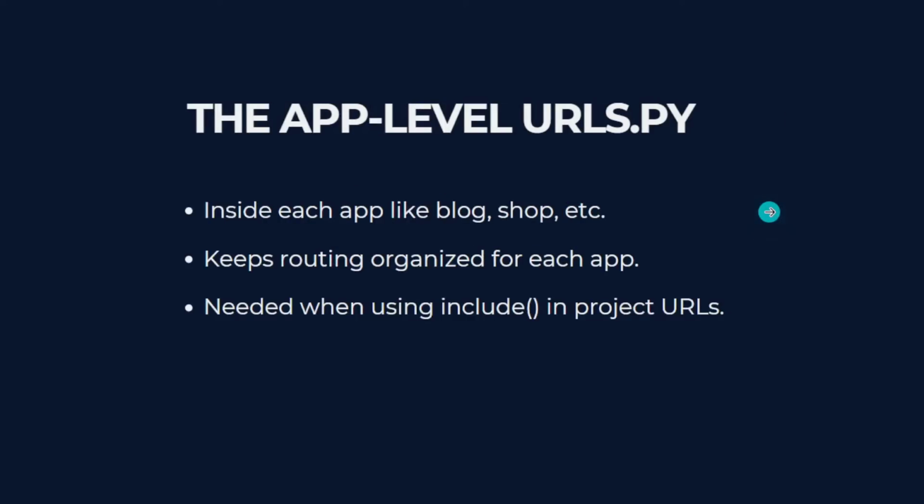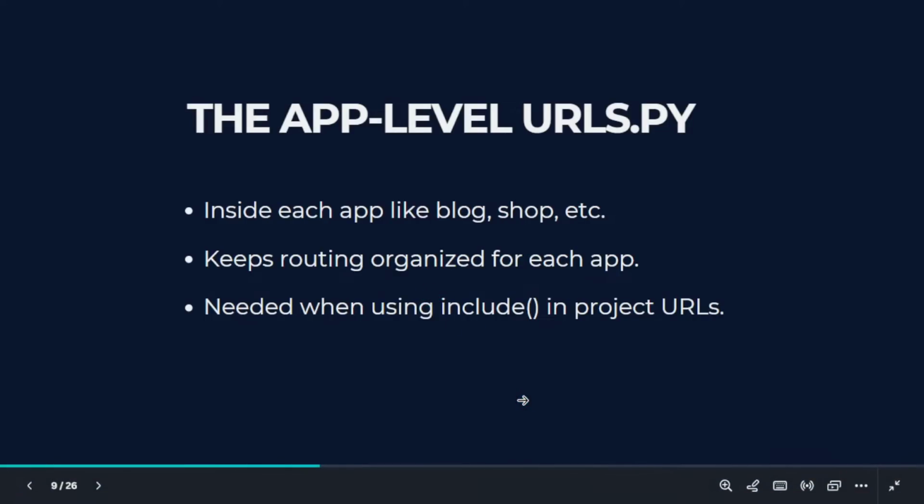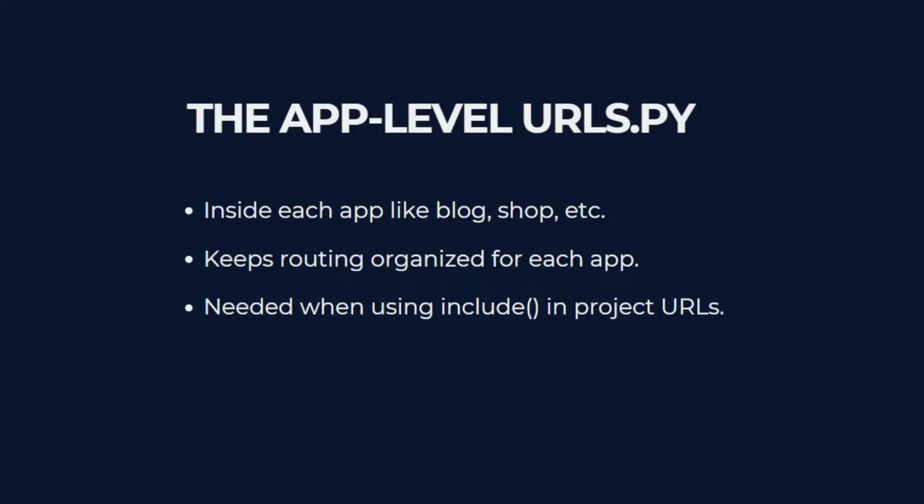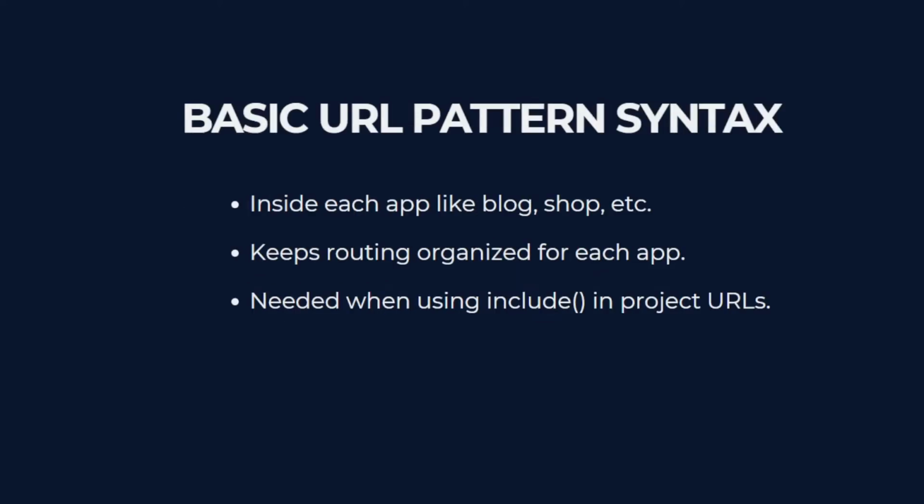And the app level url.py, inside each app like blog, shop, etc., keeps routing organized for each app, and they need to use the include function. What does this line say? In the app level url.py, we have an app. We create an app, and inside the app we need to create a url.py. And after that we need to mention it in our project level url.py. That's what the lines tell.